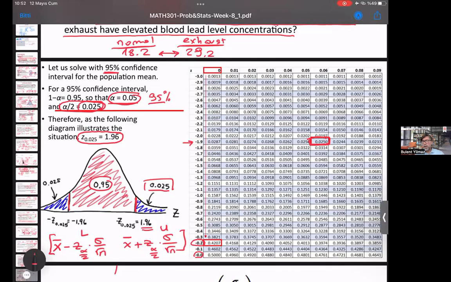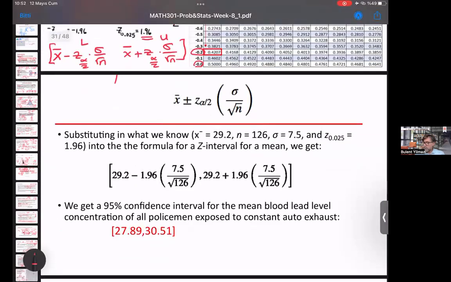Okay, so Melissa says something. Let me check that. That is, 95% confident that the mean blood lead concentration of all policemen exposed to constant auto exhaust is between 27.9 and 30.5, right? We're going to do this calculation here. So this is 29.2, this is 1.96, this is given as 7.5, this is given as 126. If I do the calculations, I'm going to find out this is the lower bound, this is the upper bound.